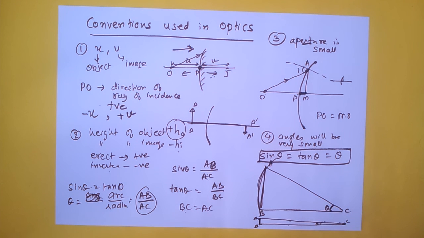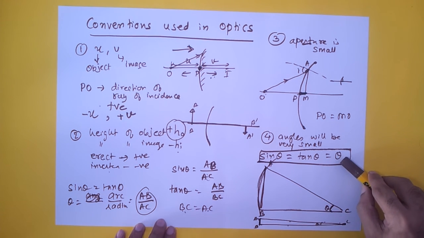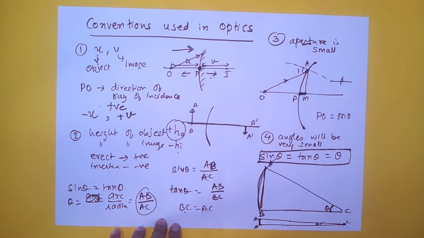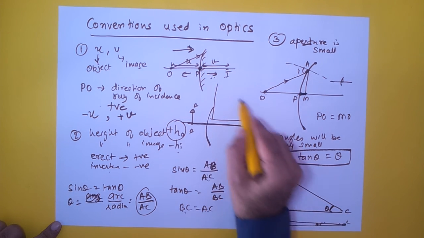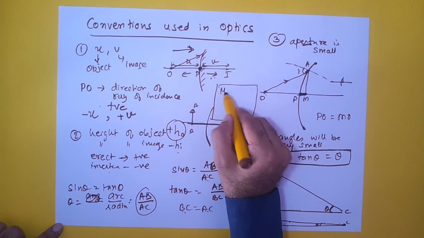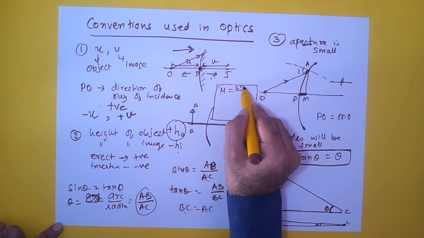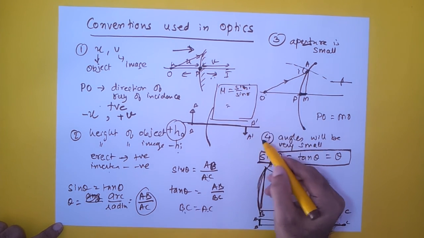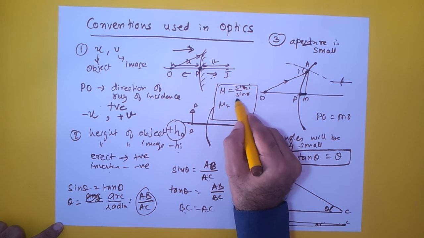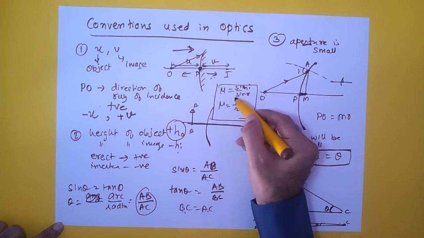So for extremely small angles, sine theta will be equal to theta. And therefore what will happen is, say for example, we are using Snell's law. I'm short of space over here, maybe I'll use this space. Snell's law, we know mu is equal to sine I upon sine R. And since I and R are extremely small, mu can also be taken equal to I upon R, which are the values of theta.